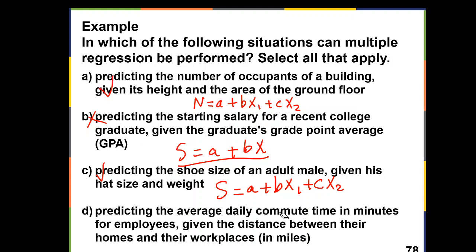Predicting the average daily commute time in minutes given the distance between their homes and their workplace. No, because that would be just single, right? The distance is just one variable. So A and C are the answer for this.